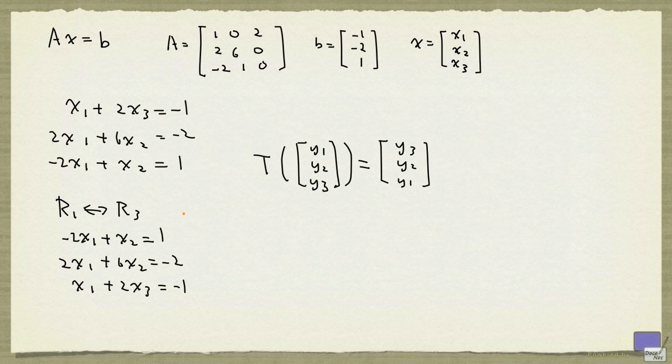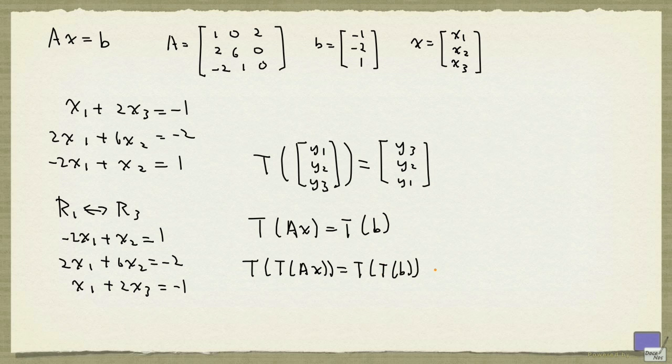With this, we can express this system as T of Ax equals T of b. And if we apply T to both sides of this, that is, if we are looking at T of T of Ax equals T of T of b, what you get is in fact just Ax equal to b. Intuitively, this makes sense because swapping the first and third entries twice amounts to having done nothing.